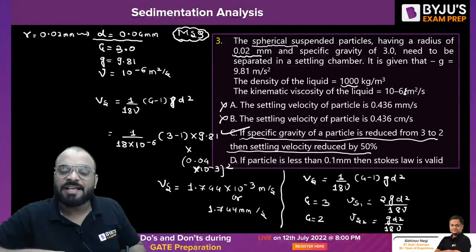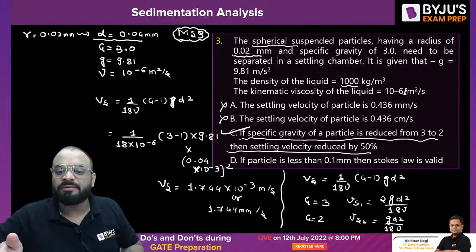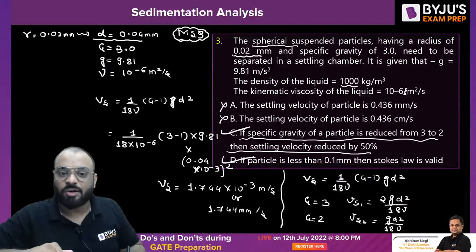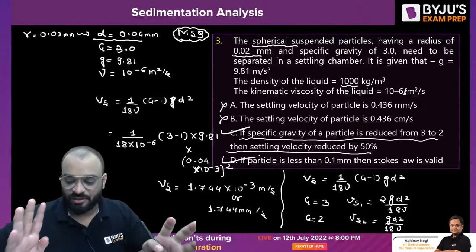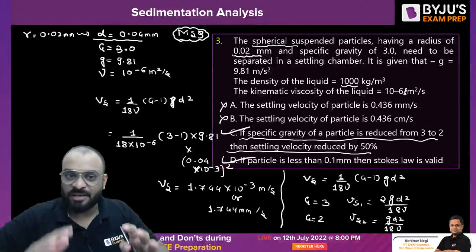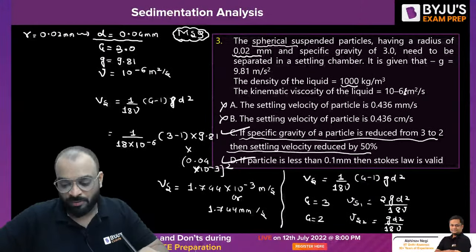Okay. Now, the next statement: if the particle is less than 0.1 mm, then Stokes law is valid. Yes, it is also correct. So, C and D are the correct options, A and B are wrong ones. And that's why, guys, only 2 options are correct, because this is an MSQ problem.